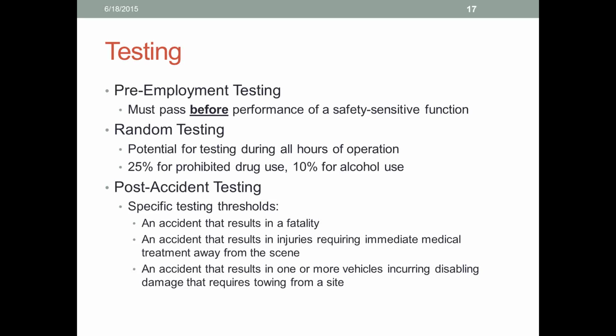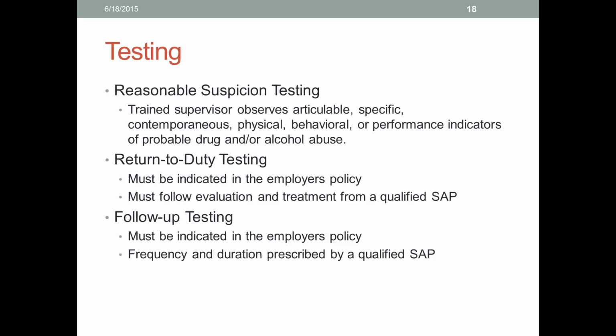These are specific thresholds or specific conditions under which we're going to test after an accident. If an accident results in a fatality, if there were any injuries that required immediate medical attention away from the scene of the accident, or if the accident results in one or more vehicles, either my revenue vehicle or another vehicle, incurring any disabling damage that requires towing away from the site. In those instances, we're going to require a drug and alcohol test. And then there are certain time limits within which you have to conduct the test, and we'll talk about that a little bit later on Wednesday. But that's post-accident testing.